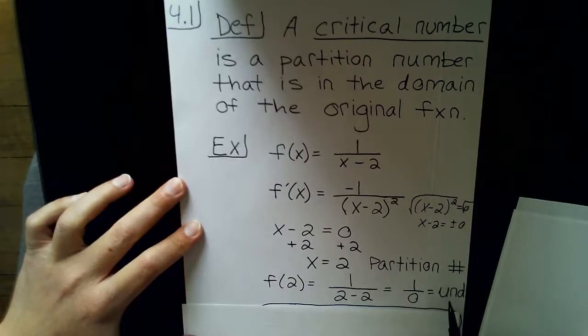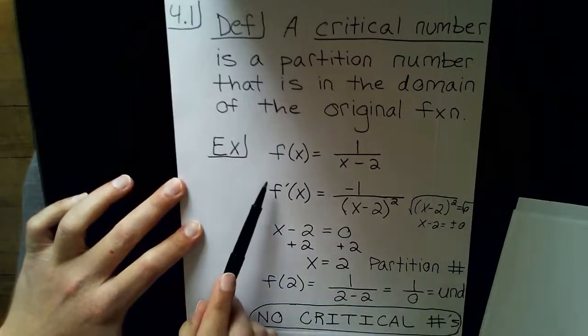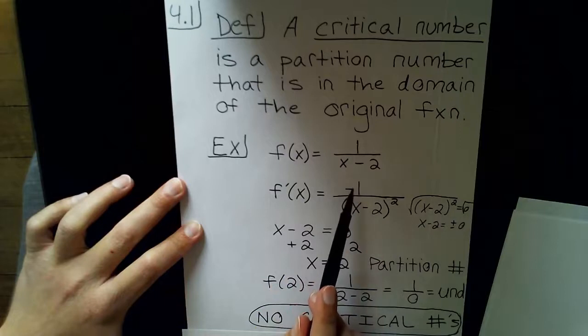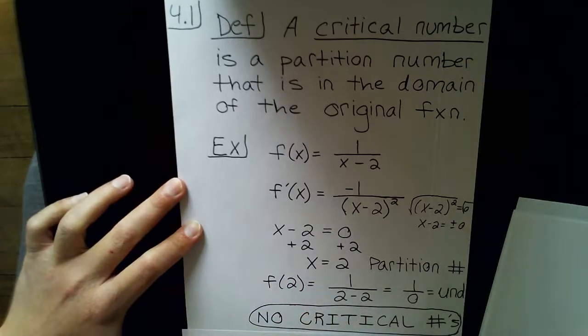So what does that tell us? The only option that we had for a partition number, x equals 2, is not a critical number because it doesn't exist in the domain of the original function. When you plug it back into the original function, you get division by 0. So the function f of x equals 1 over x minus 2 has no critical numbers. With that, we're going to try another example.